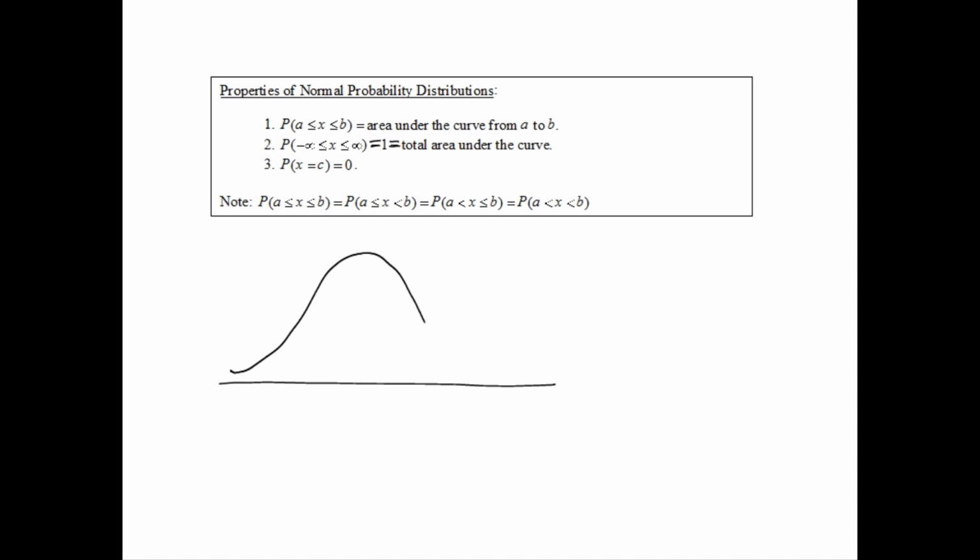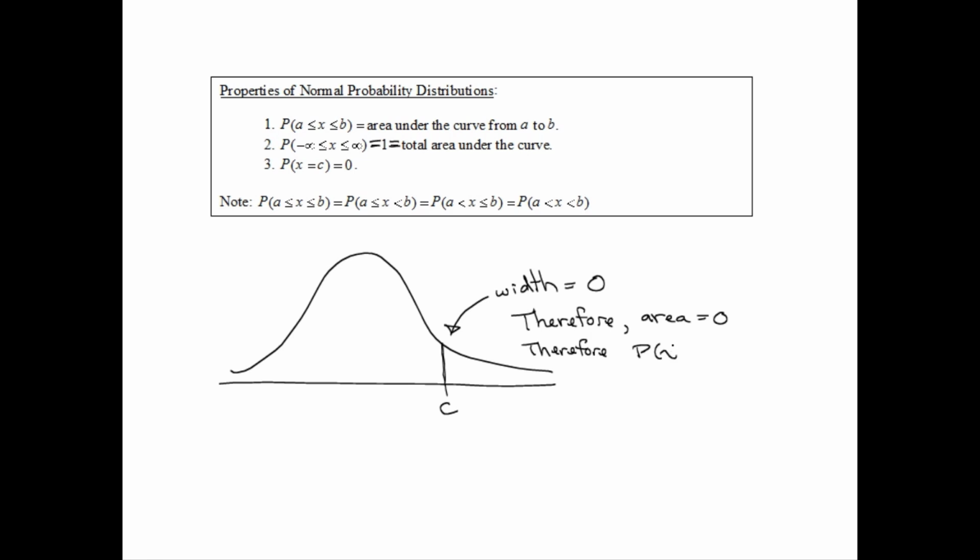If we consider a normal curve, and C is some value of x, we want to figure out the area that is directly above C. So we're looking at this area here. However, to find the width, we would take the upper boundary and subtract the lower boundary. So in this case, our width is 0, and therefore our area is 0. And therefore, the probability of x being equal to C is 0.